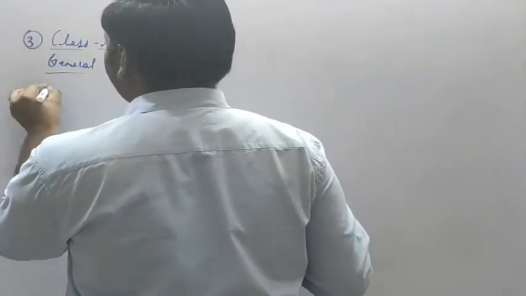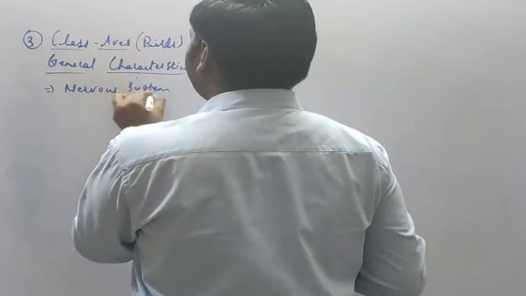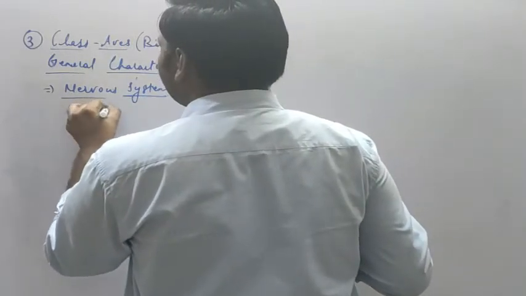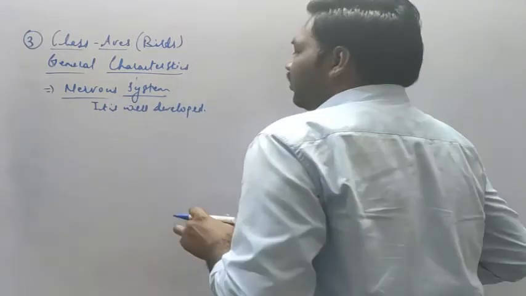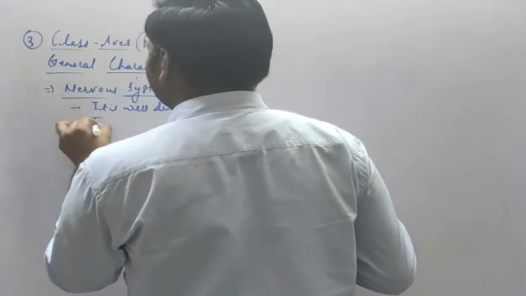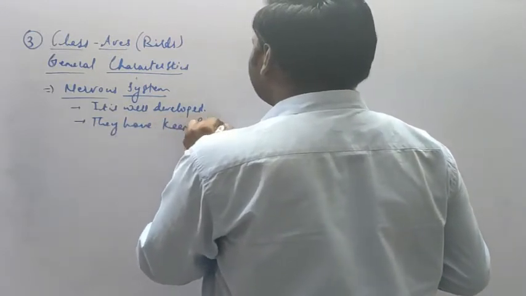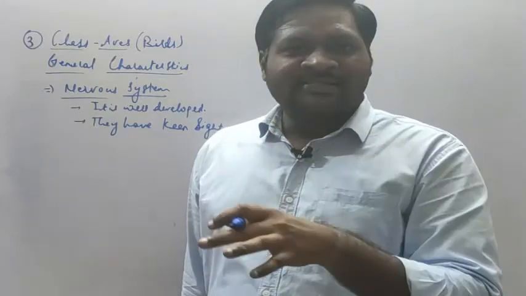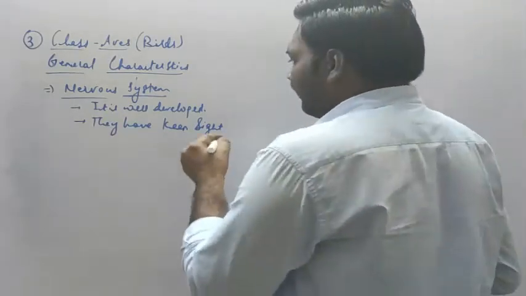Then another point, that is the nervous system. The nervous system is well developed. So the nervous system in birds is well developed, they have keen sight. What is the purpose of keen sight? As they keep their eye on the prey from very high up, they have keen vision, or quite good vision.